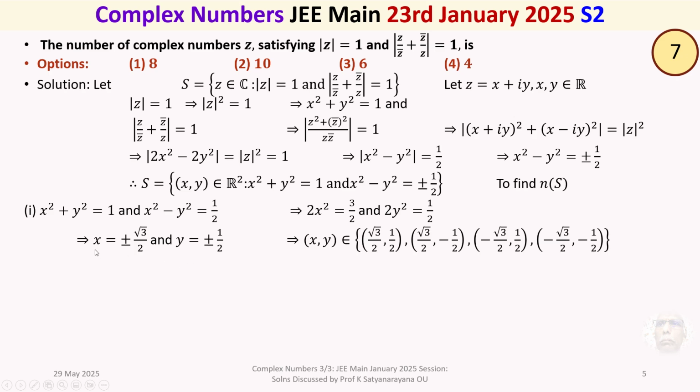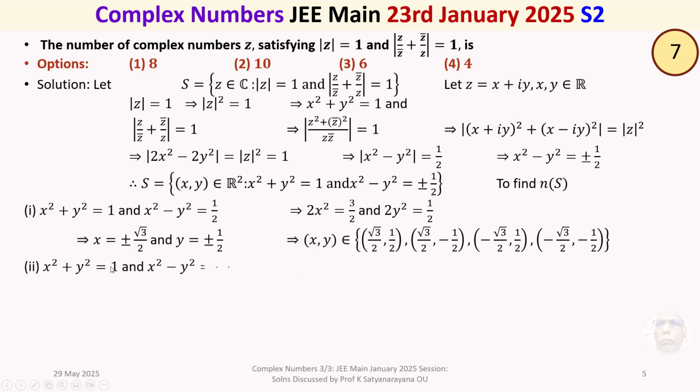Now write down the ordered pairs. X is equal to plus or minus root 3 by 2, 2 choices. Y is equal to plus or minus 1 by 2, 2 choices. The total 4 ordered pairs can be written. So, these are the 4 ordered pairs that are there in S in the case 1. Let's go to the case 2.